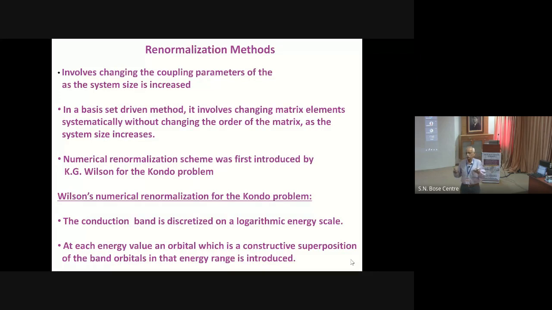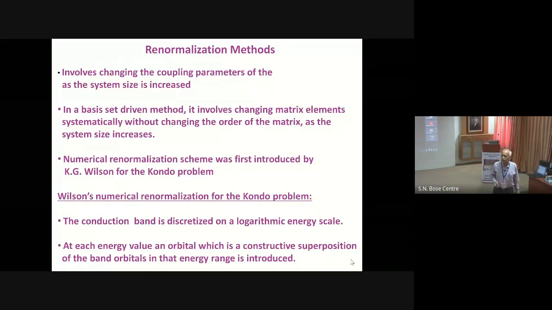In other words, you can also look at it the reverse way. That is, you have a large system, being given a Hamiltonian for the large system. You go to smaller and smaller systems, the size of the Hamiltonian matrix does not change, but only the matrix elements or the coupling constants change. So that is what we mean by renormalization.